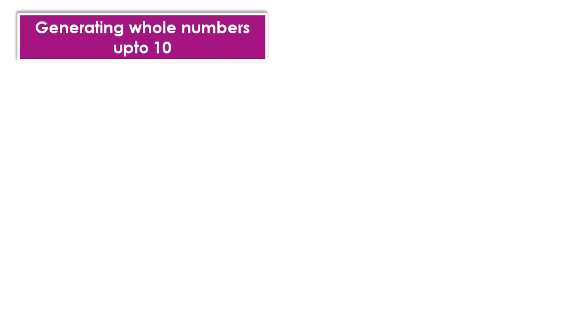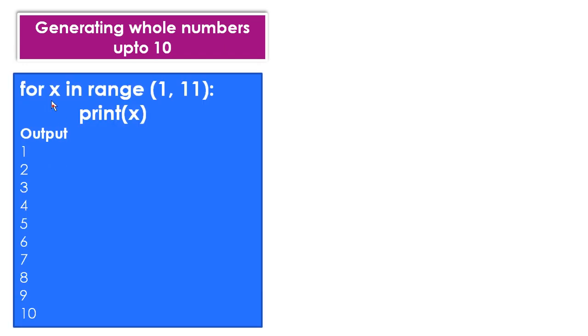Next, an example program for range: generating whole numbers up to 10. This is a simple program to generate the first 10 numbers. So the range is between 1 and 11, and 1 and 11 means 1 to 10. Print of x, we get the values 1 to 10. If range is n, we get values only up to n minus 1. Here the start value is 1 and n value is 11, but we get the list up to n minus 1, that is 10, 1 to 10.